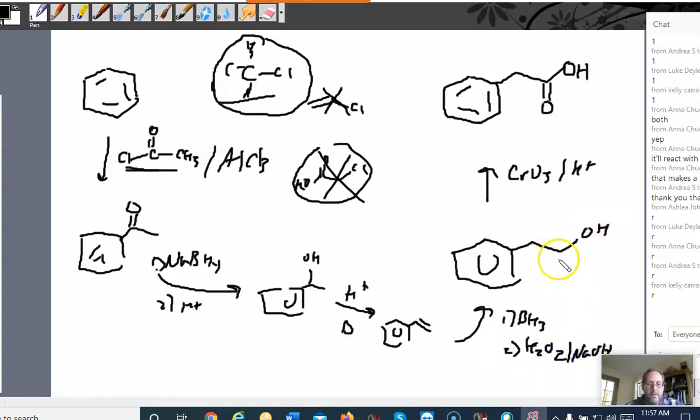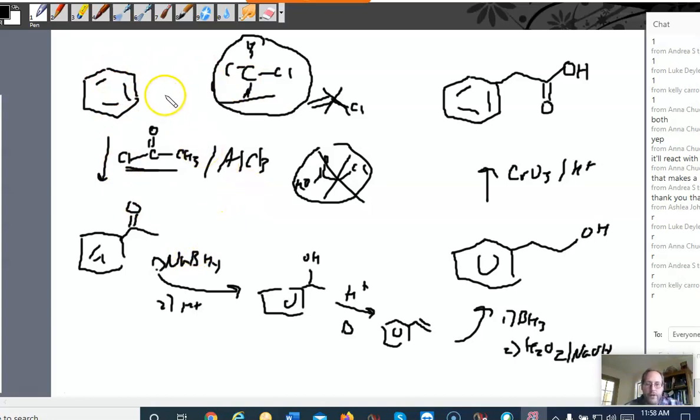To get the primary alcohol, and then oxidize it with CrO3. All right. That's really, I think I can see the only way to do it. If you did the Friedel-Crafts alkylation, you just put an ethyl group on there, and the ethyl group has no handle on there. You can't really do anything.